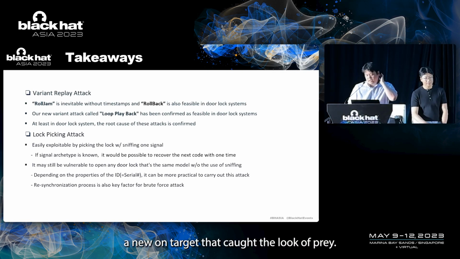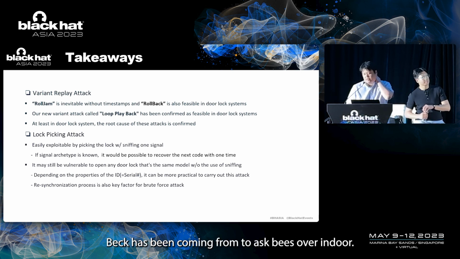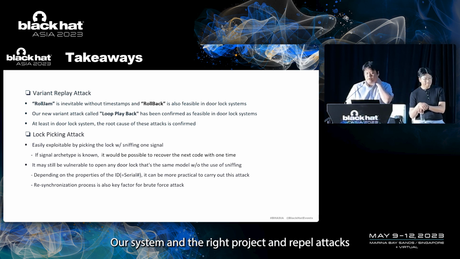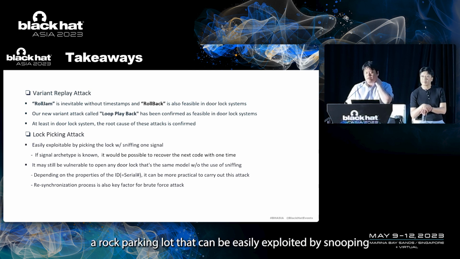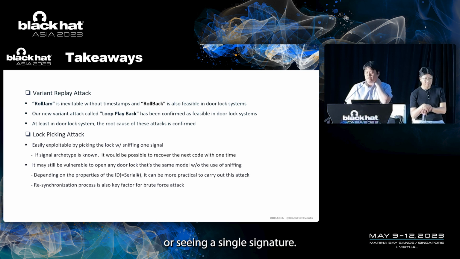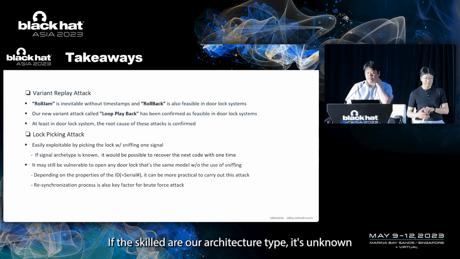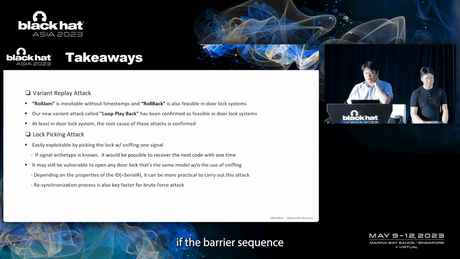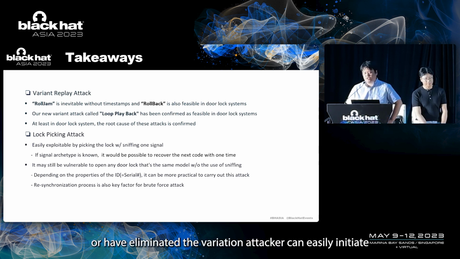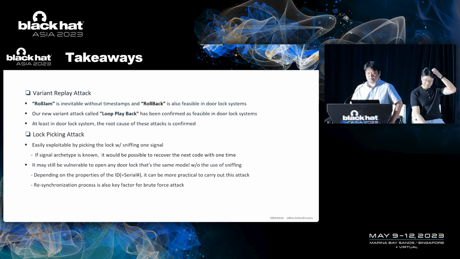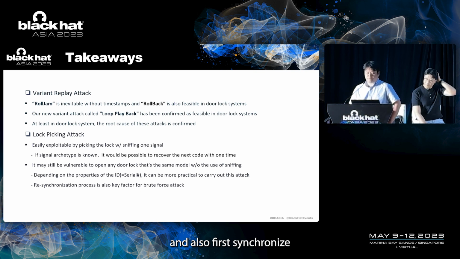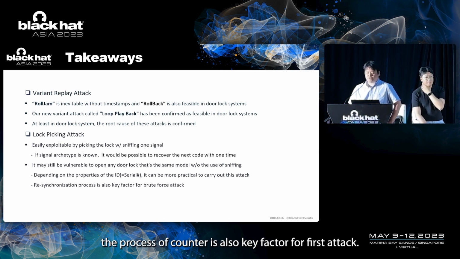A new variant attack called loop playback has been confirmed as feasible in door lock systems, like RollJam and Rollback attacks. In modern digital door locks, the lockpicking attack can be easily exploited without sniffing a single signal if the signal architecture type is unknown. If the ID is sequential or has limited variation, the attacker can easily initiate the brute force attack to guess the target ID value. And also, the forced synchronization process of the counter is a key factor for the brute force attack.